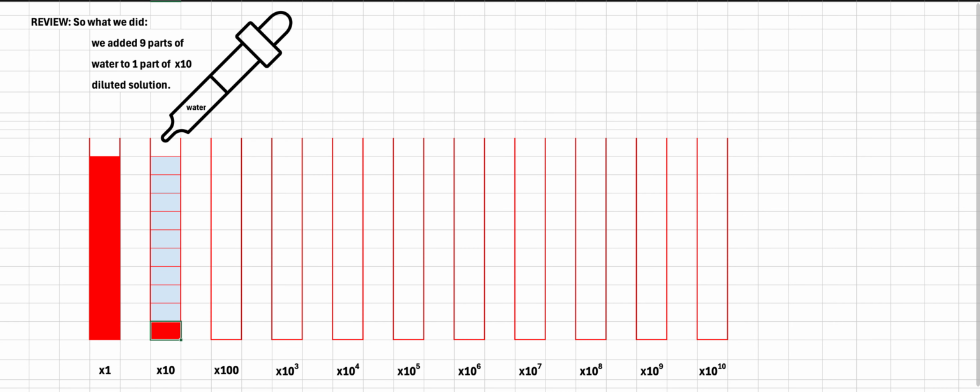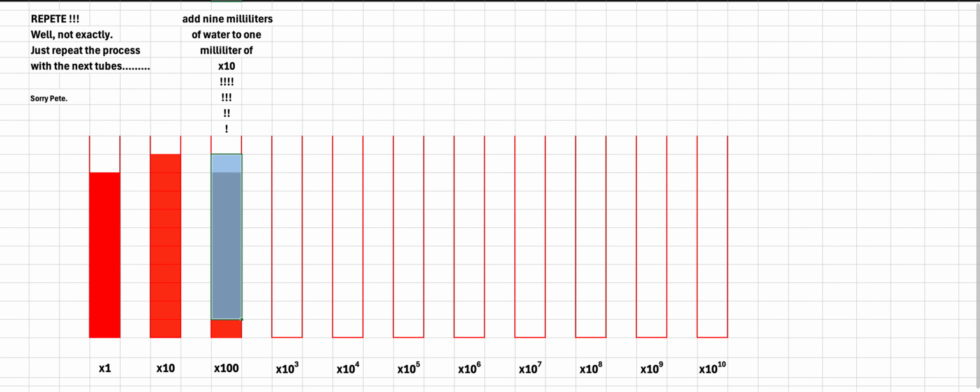We put in some water, like that, and now add 9. Now we're taking 1 unit of this times 10. 1 unit of the times 10 is down here. We're adding 9 units of water, so that times 10 can spread out 10 times. It can get farther away. The volumes increase. So this is going to be a times 100. 10 times 10 is 100.